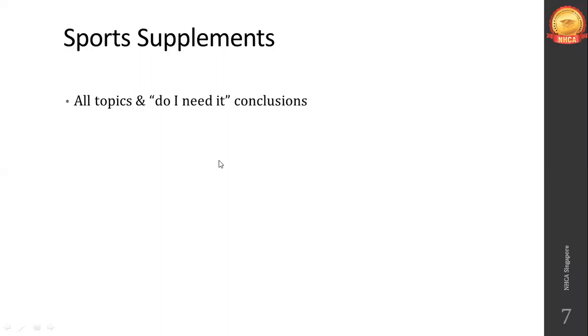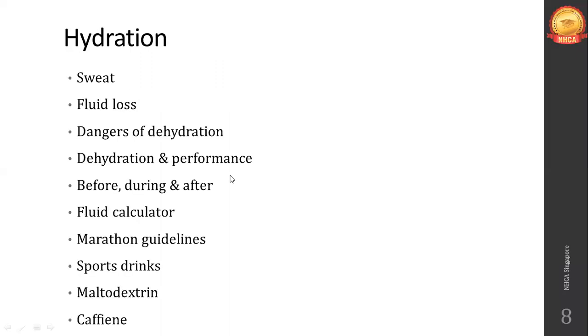Next, coming to hydration. So what is sweat? How is it made? What is fluid loss? And how do you lose fluid from the body? Dangers of dehydration, acute and extreme. What is the relation between dehydration and performance? How will performance be affected when an athlete is dehydrated? How to hydrate yourself before, during, and after your exercise.